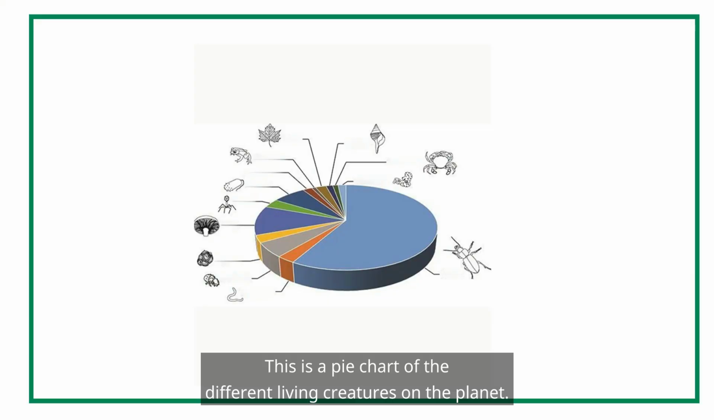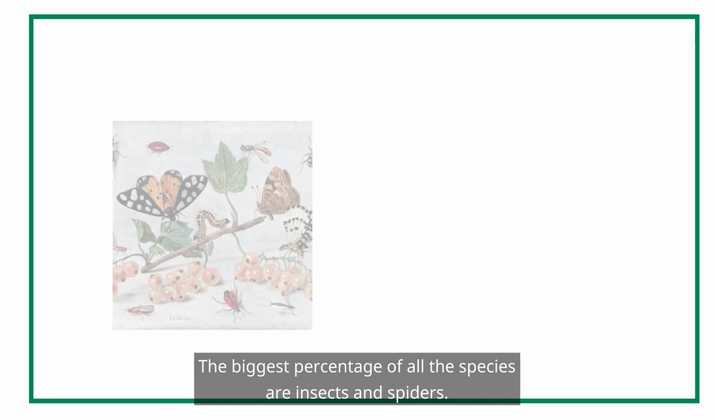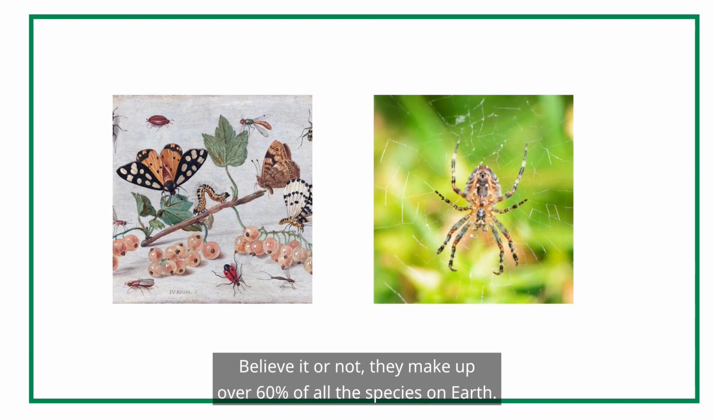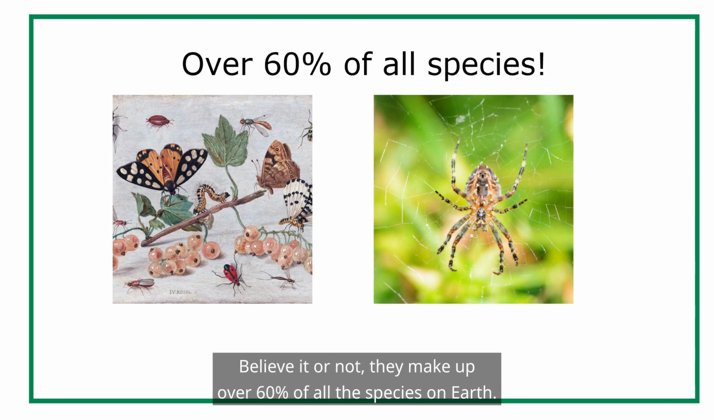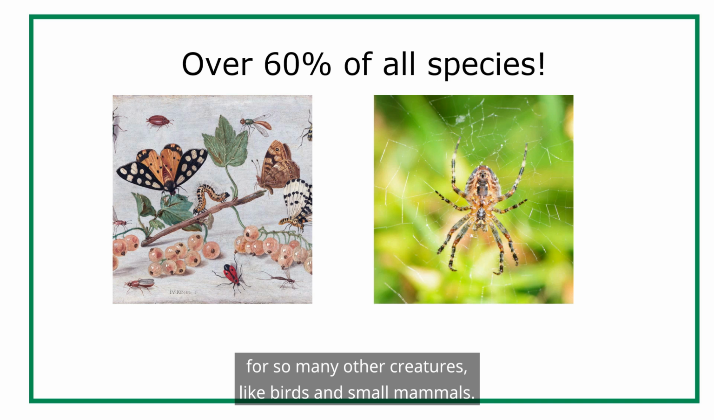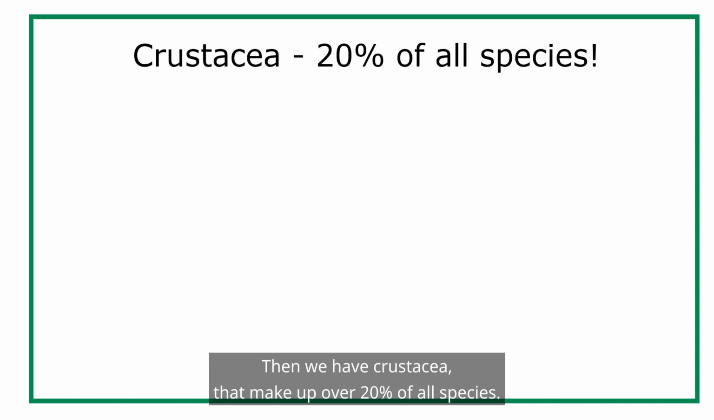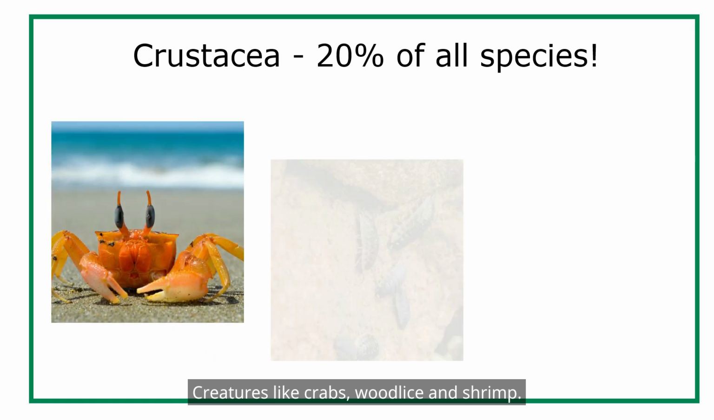This is a pie chart of the different living creatures on the planet. The biggest percentage of all the species are insects and spiders. Believe it or not, they make up over 60% of all the species on Earth. All those tiny insects that hide away quietly provide the food chain for so many other creatures like birds and small mammals. Then we have crustacea that make up over 20% of all species, creatures like crabs, woodlice, and shrimp.